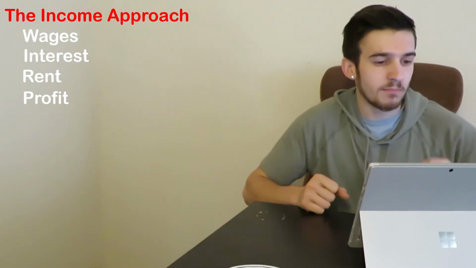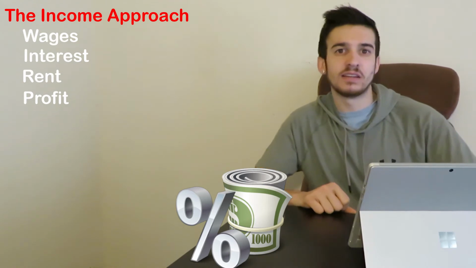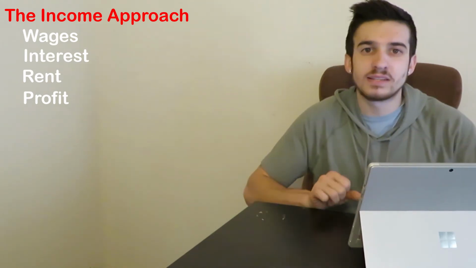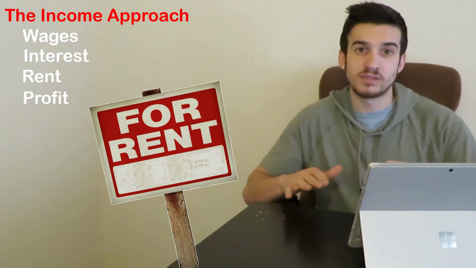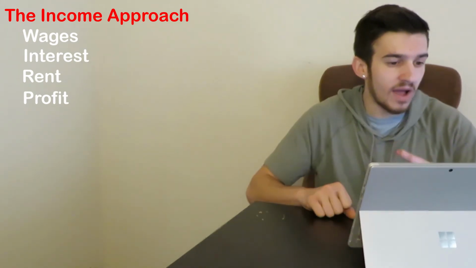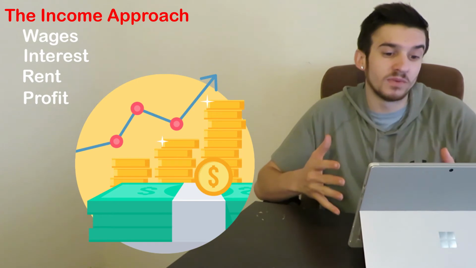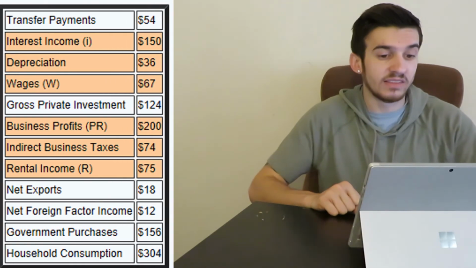Interest is going to be the money made by people who are investing in different firms or businesses. Rent is going to be for those who lease their land or structures to firms and businesses and make a profit off of it, while profit is just going to be the money that firms make by selling goods and services. So in this graph, we have an example of calculating the income approach.